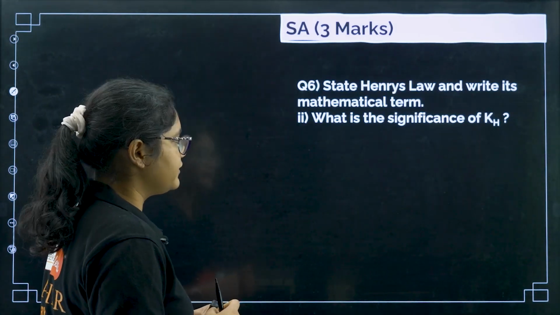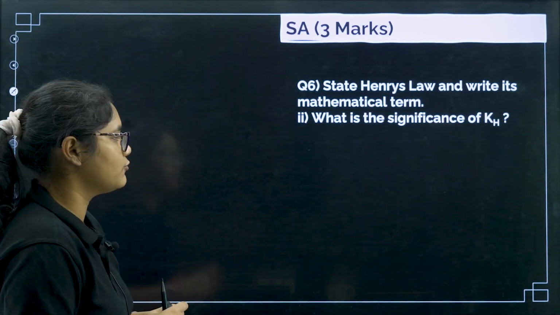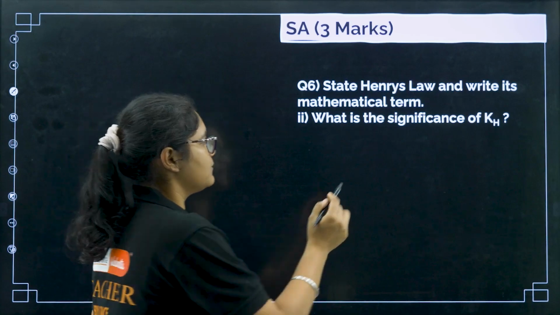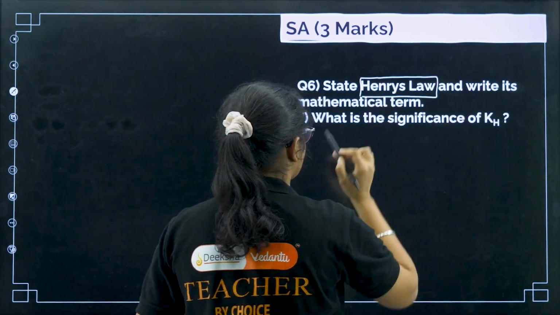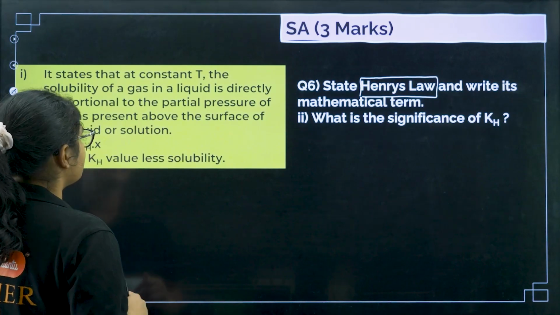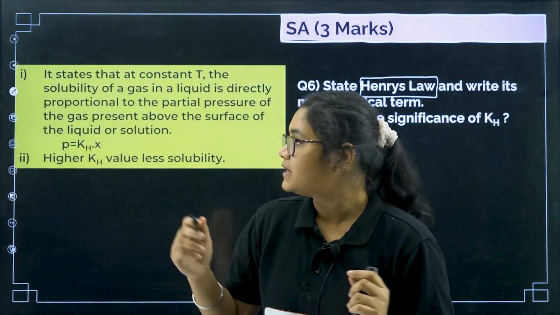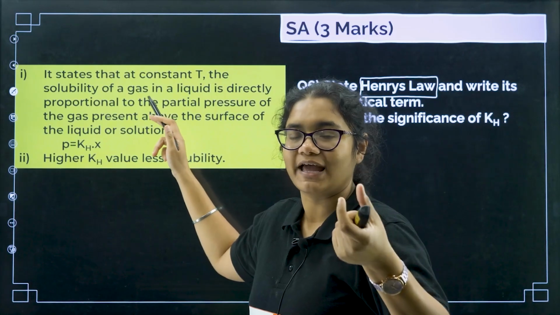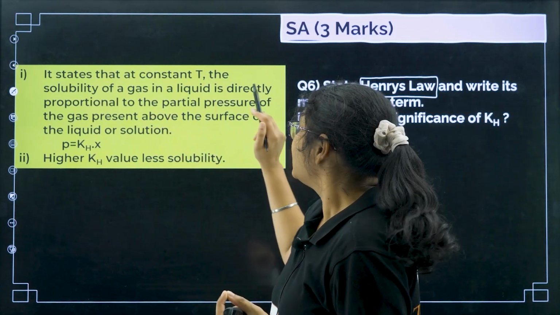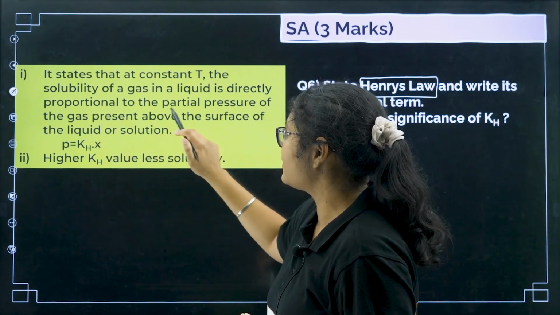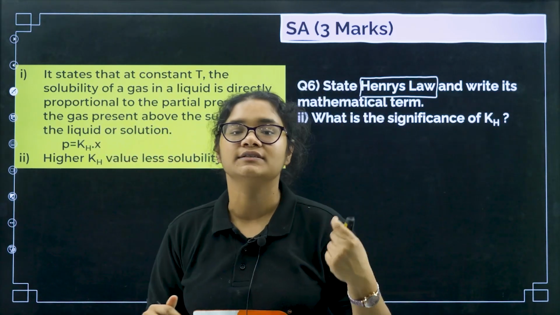Question: State Henry's law and write its mathematical formula. What is the significance of Kh? This is a very important definition. You can write down: Henry's law states that at constant temperature, the solubility of a gas in a liquid, the amount of gas dissolving in a liquid, is directly proportional to the partial pressure of the gas present above the surface of the liquid or solution.